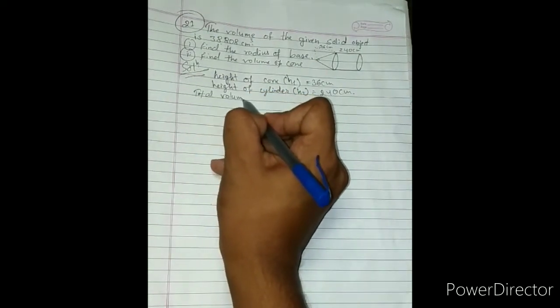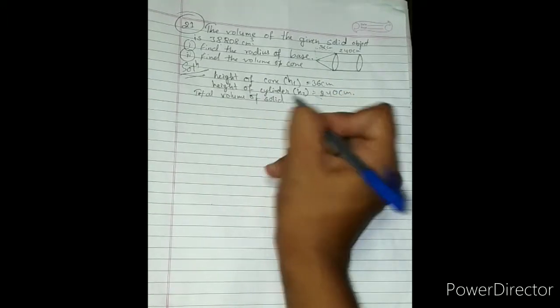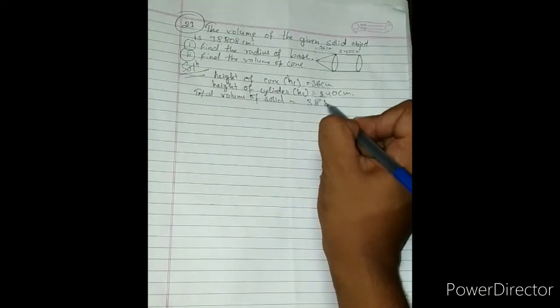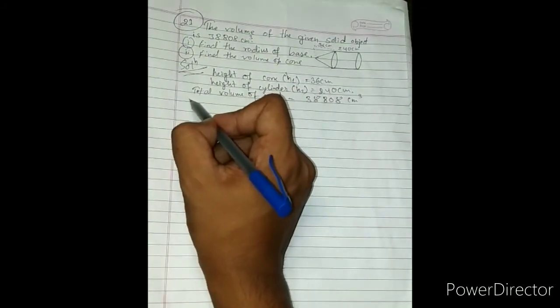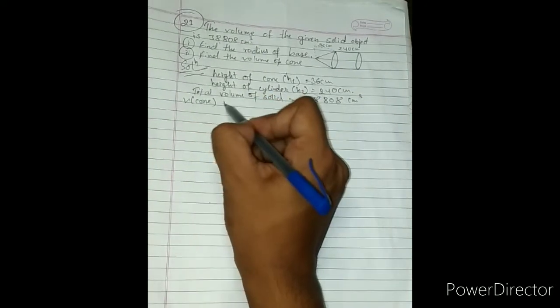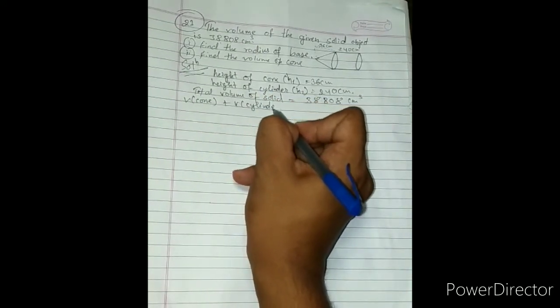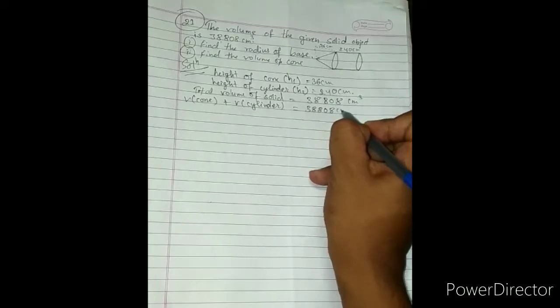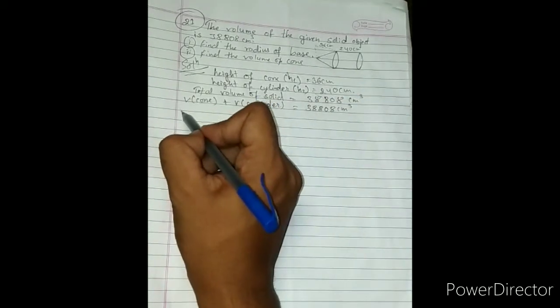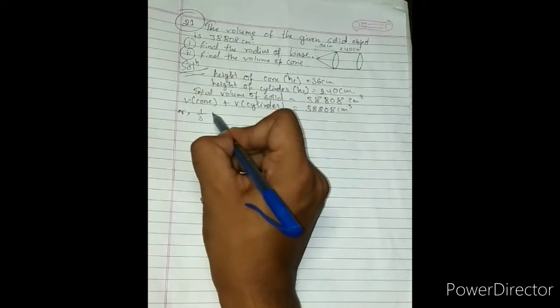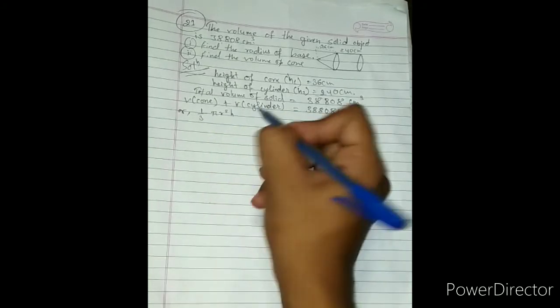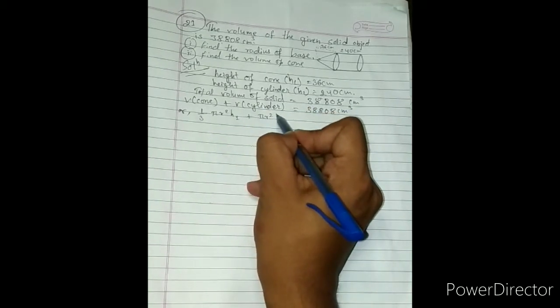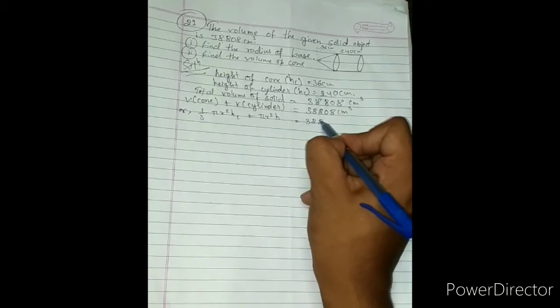Total volume of solid is given, 38808 centimeter cube. What is the formula for the volume? You have to find the volume of cone and then the volume of cylinder, which is given as 38,808. What is the formula for the volume of cone? We can use 1 by 3 pi r square h1 here, plus pi r square h2, equals 38808.